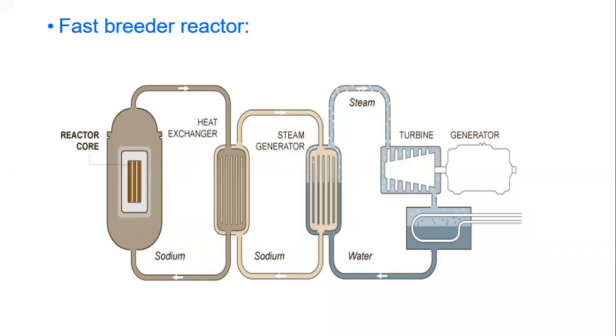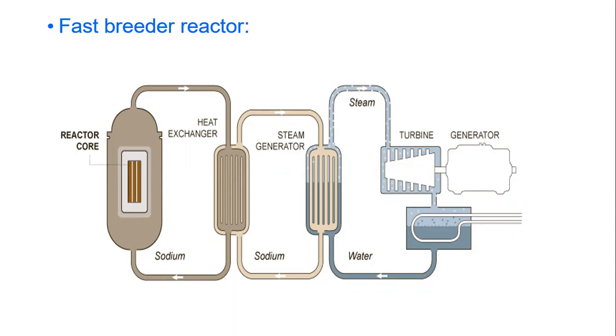What is the role of a moderator? The moderator is used to convert fast neutrons into slow neutrons. When a fast neutron collides with the moderator, it loses some amount of energy.